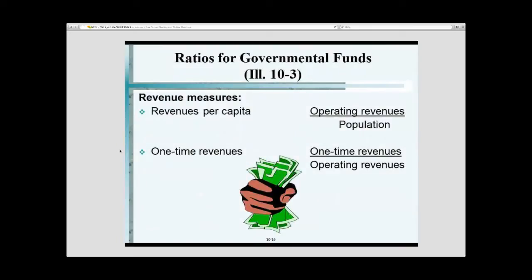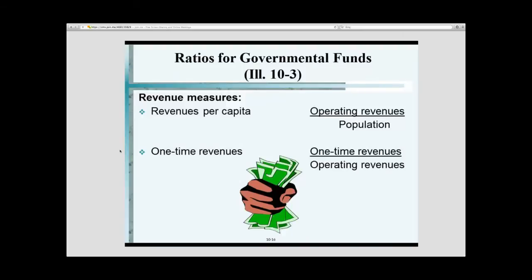Let's take a look at this. Now remember I said governmental funds and then the government-wide statements. Let's take a look at the first ratio. These are revenue measures. Revenue per capita, operating revenues divided by population. Is this number better higher or lower?